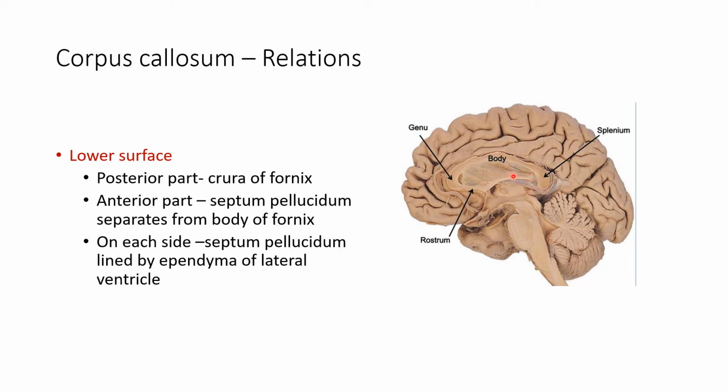On each side, the septum pellucidum is lined by the ependyma of the lateral ventricle. The septum pellucidum is the partition separating the two lateral ventricles, and here you are seeing a foramen called the interventricular foramen of Monro, through which the lateral ventricles communicate with the third ventricle.